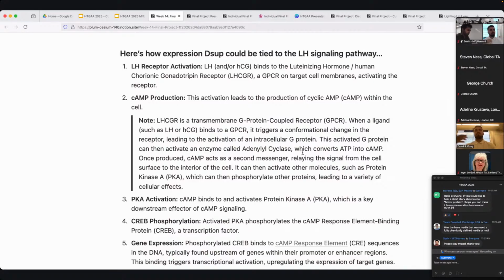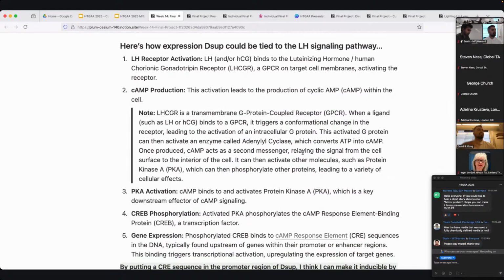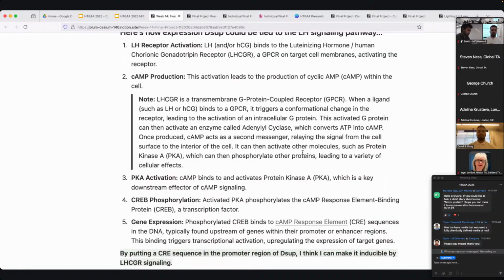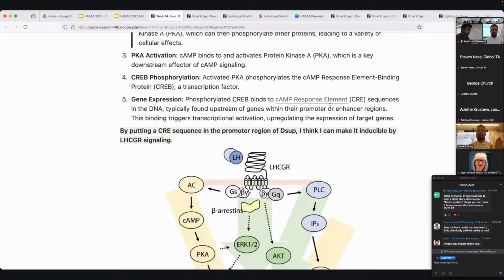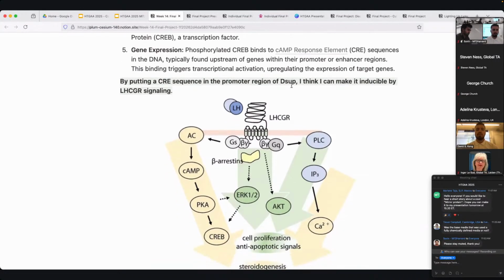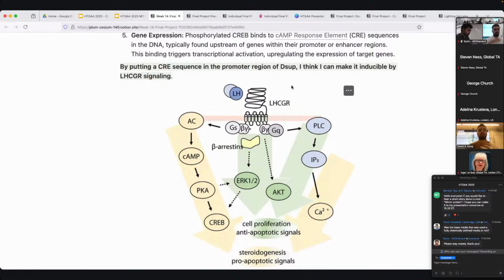One way to tie this into the LH signaling pathway: the LH receptor is a GPCR, and so it converts ATP into cyclic AMP, which then downstream activates a cAMP responsive element binding protein, which binds to sequences in the DNA that have an upstream cAMP responsive element. Basically, that's just a short sequence that can be induced by any proteins activated by cyclic AMP. So my thought was, if we have this CRE cAMP responsive element promoter region right before DSUP, then we could make the DSUP inducible by the LH receptor signaling.